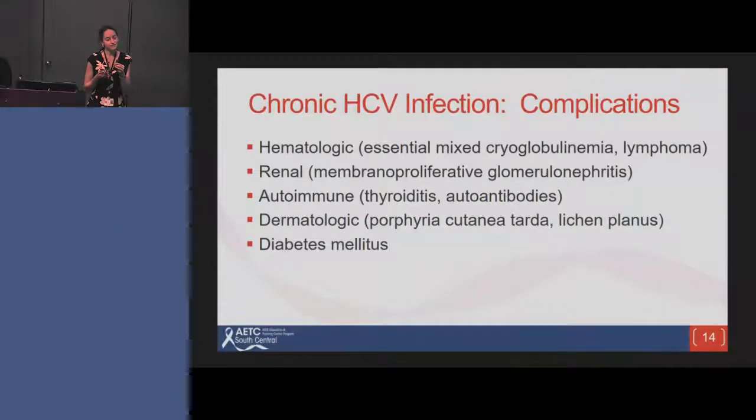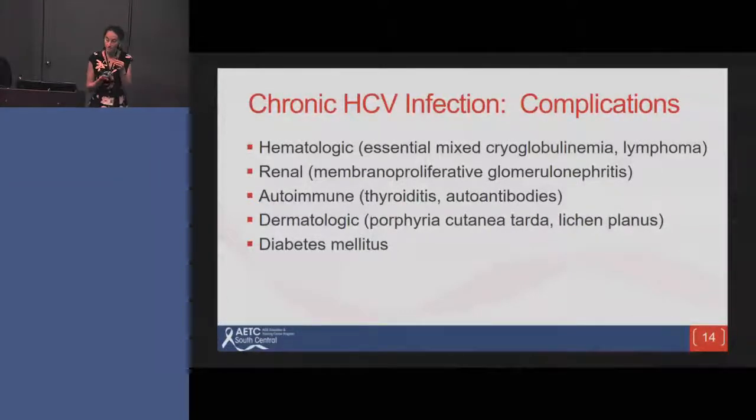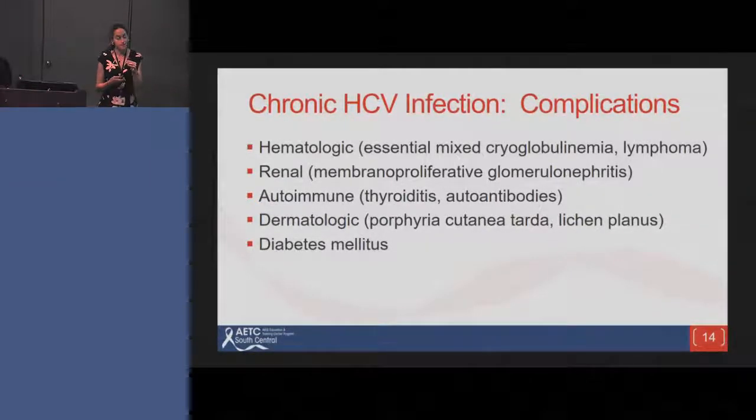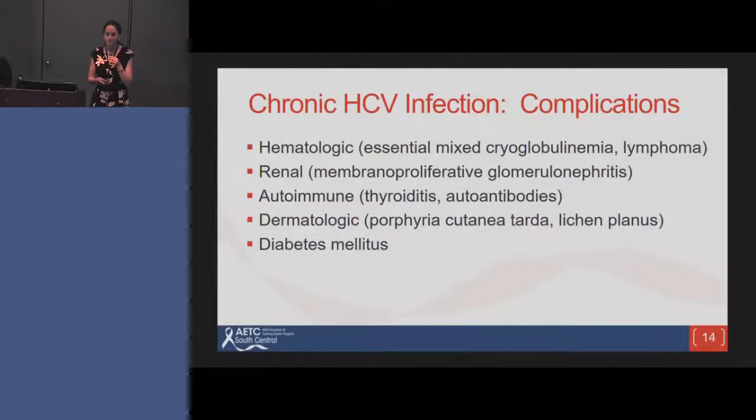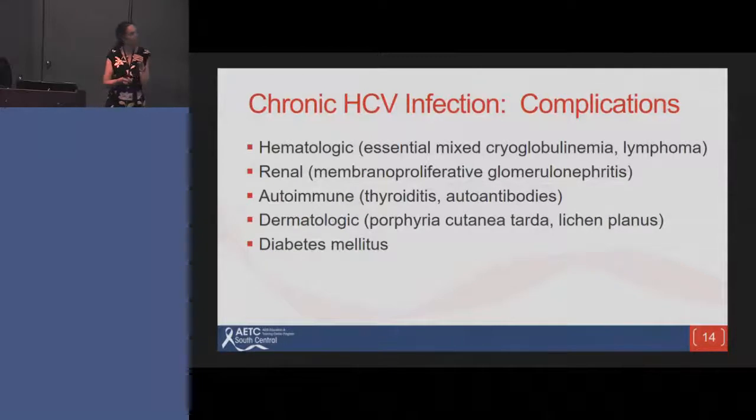With regards to skin manifestations, you have to think about it to look for it, but I am seeing a decent number of people with porphyria cutanea tarda who come into the clinic, and lichen planus as well, and I'll show a picture of porphyria cutanea tarda in a minute. And diabetes is also associated with hepatitis C infection, and it'll be interesting to see as we treat more and more people how their insulin resistance improves with curing hepatitis C.